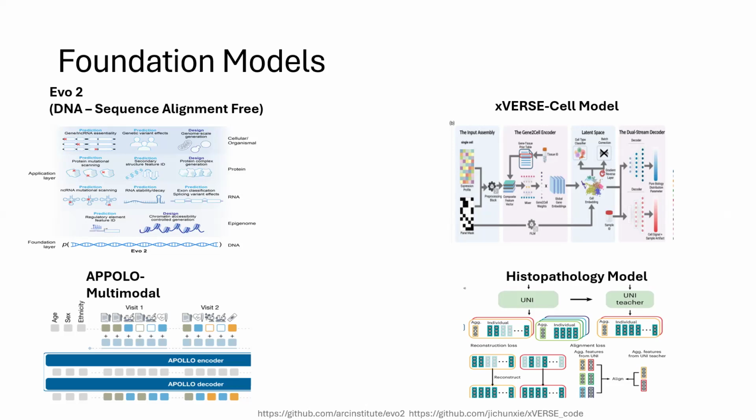Duke University's work converts this into cell generation, or virtual cell generation. And the Harvard people came with Apollo, a multimodality model where we get age, sex, ethnicity, biopsy, everything.